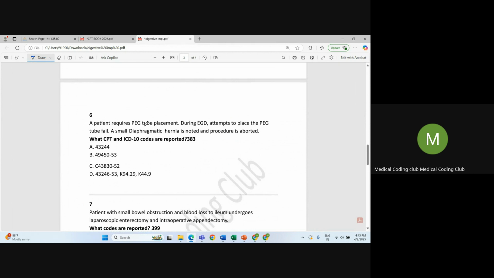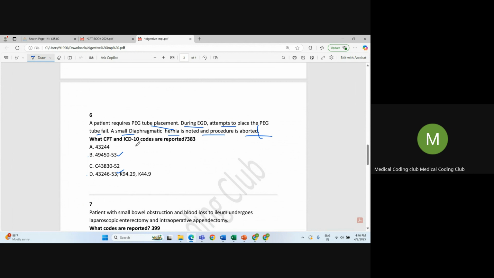Next, the patient requires tube placement during EGD. Attempt to place a PEG tube, fail, a small diaphragmatic hernia is noted, and the procedure is aborted. So the procedure is terminated here. You can check the modifier. For a discontinued procedure, we will utilize modifier 53. So just cross-check between option B and option D.